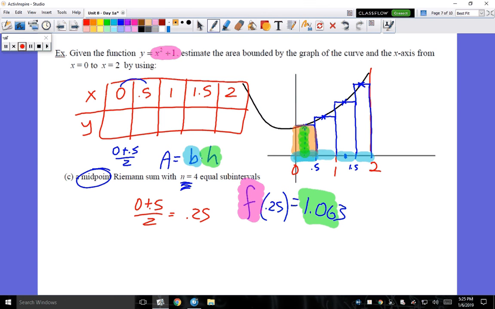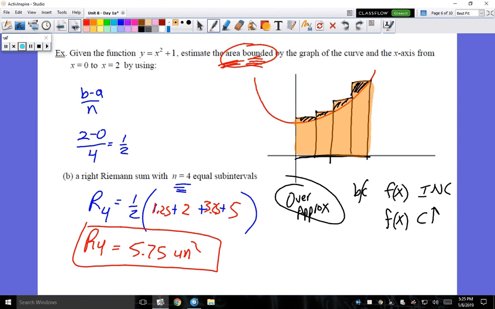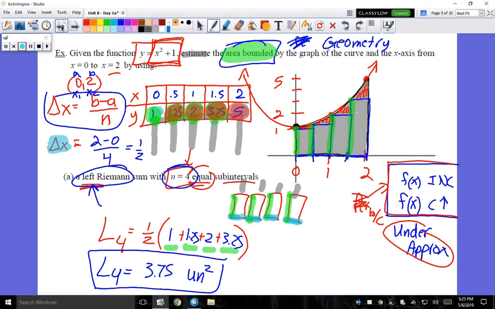1.063 is our rounded answer, but I'm going to put up to 6 decimal places while I'm doing this by hand. Or you can use your calculator and have it do it all in one shot. I'm going to show you what that looks like in just a bit. A little recap real quick: our table had 1, 1.25, 2, 3.25, and 5. That's what we had before.